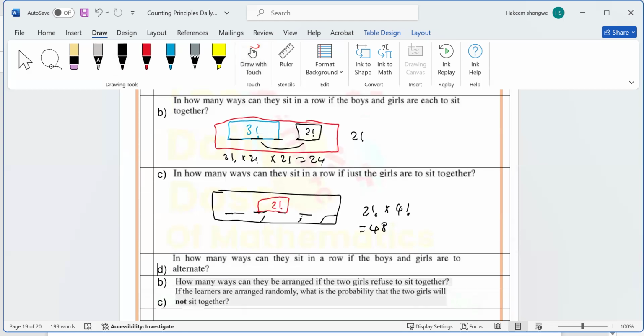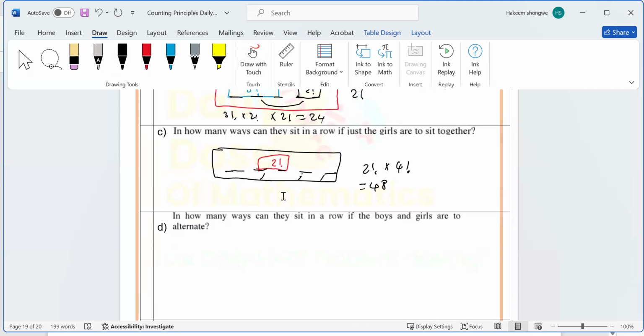So far, so good. And you can see the questions are starting to get more complex, hotter and hotter. In how many different ways can they be seated in a row if a boy and a girl are to alternate? Now this one is mathematics. It's called alternate. If they are to alternate, they must mix.